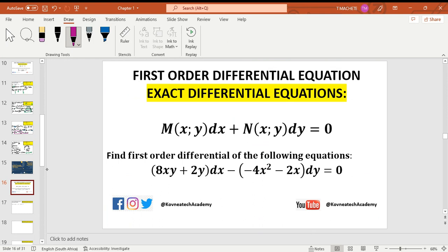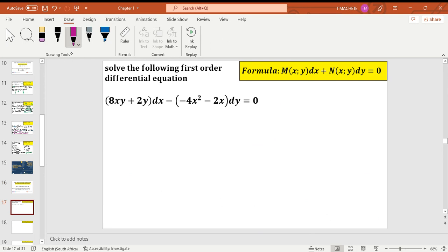Okay, let's do the exact differential equation. So how do you know that it's an exact differential equation? This is the standard formula there on the top right. The functions are mixed inside. You check your dx there, you check your dy. The functions inside the dx are mixed; there are x and y functions. So that's when you know that it's an exact differential equation.